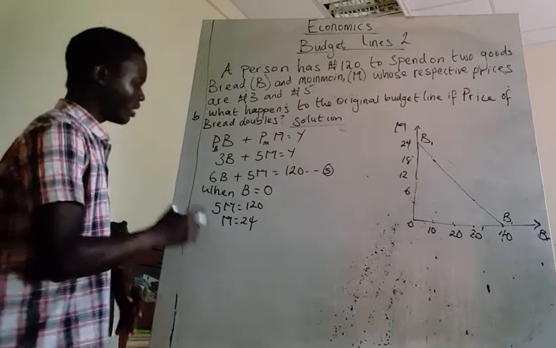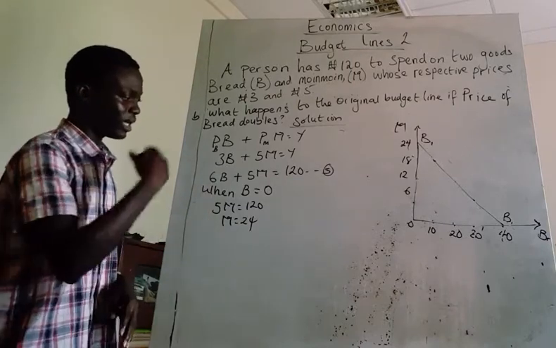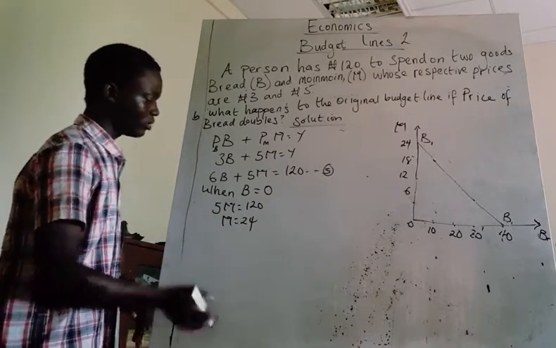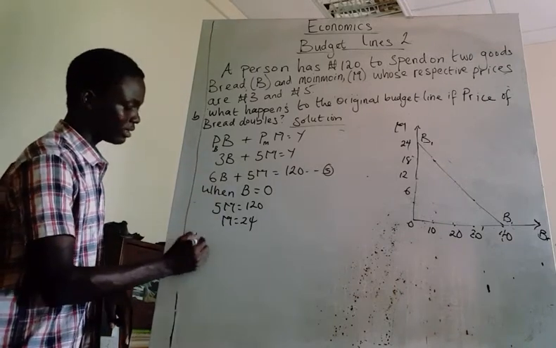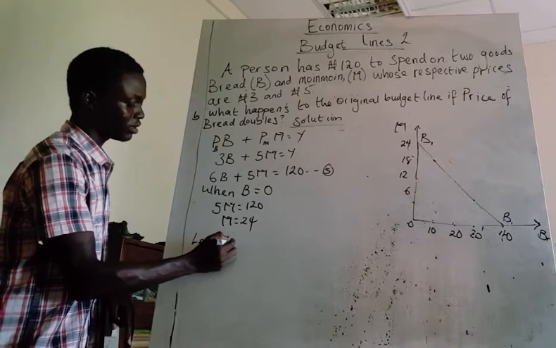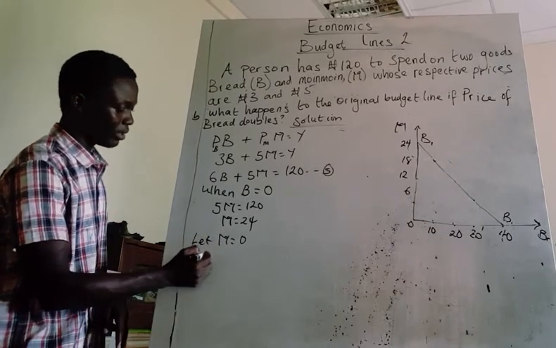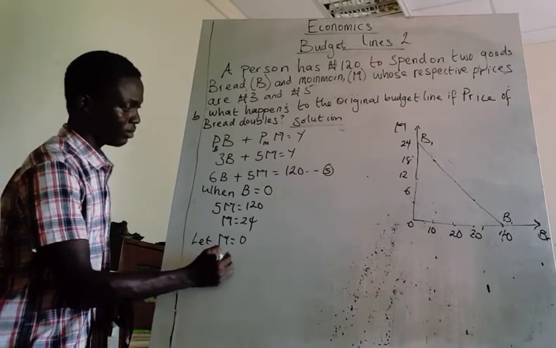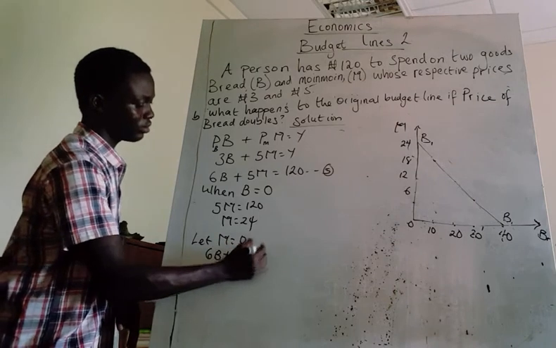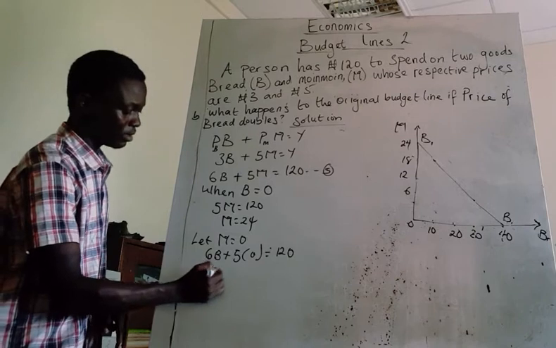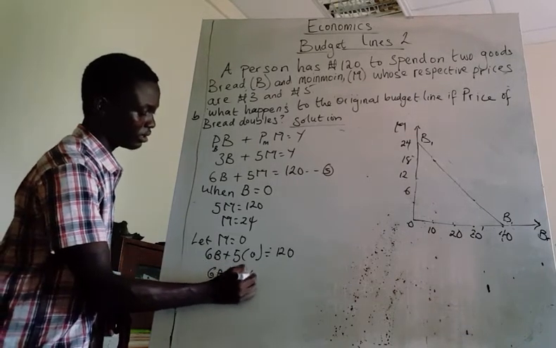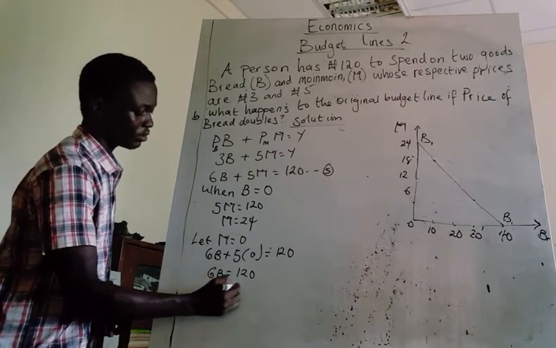All right, so now let us see when our consumer spends all of his income on bread. So what's going to happen? We just let m equal 0, in such a way that we now have 6b plus 5 into bracket 0 giving us 120. So we have 6b equals 120, and then b giving us 20.